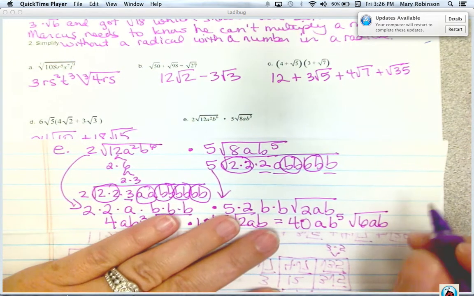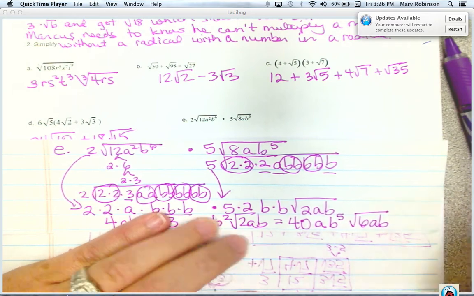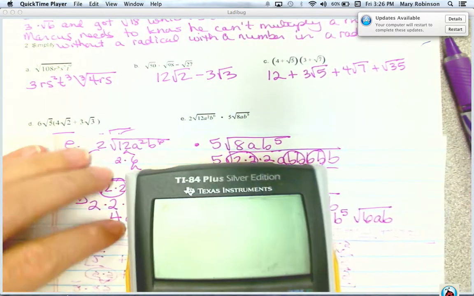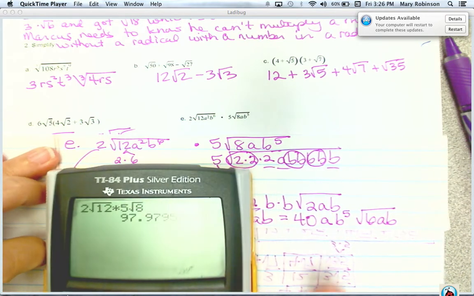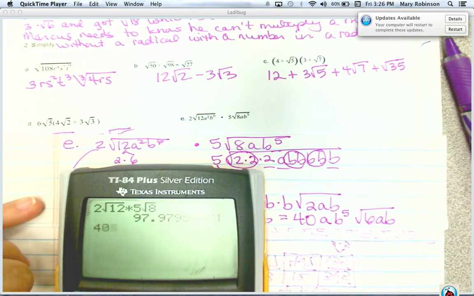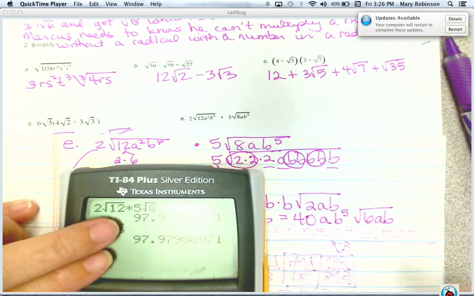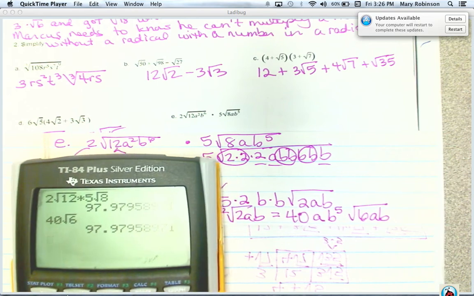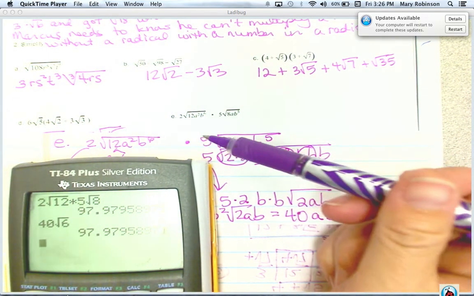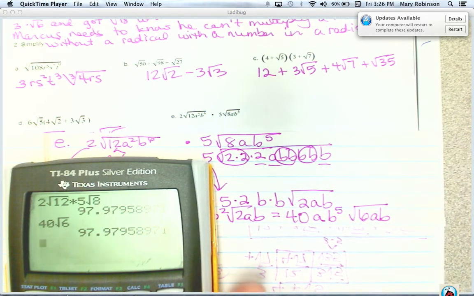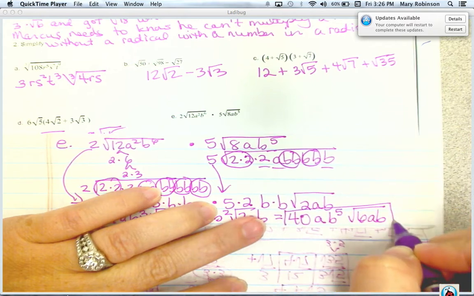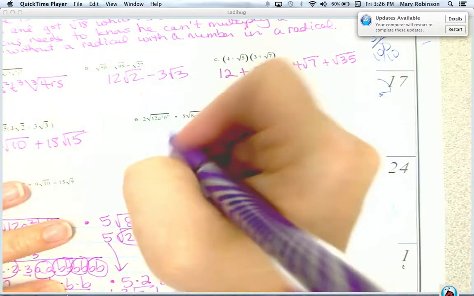AB. Now we can't type in all these variables to make sure they're right, but we can certainly type in the numbers. So if I type in 2 square roots of 12 times 5 square roots of 8, and then type in what I got for the answer part, which was 40 square roots of 6, they should match. So they do. Again, I typed in 2 square roots of 12 times 5 square roots of 8, and we get 40 square roots of 6. So just check over and make sure you don't have any mistakes with your variables.